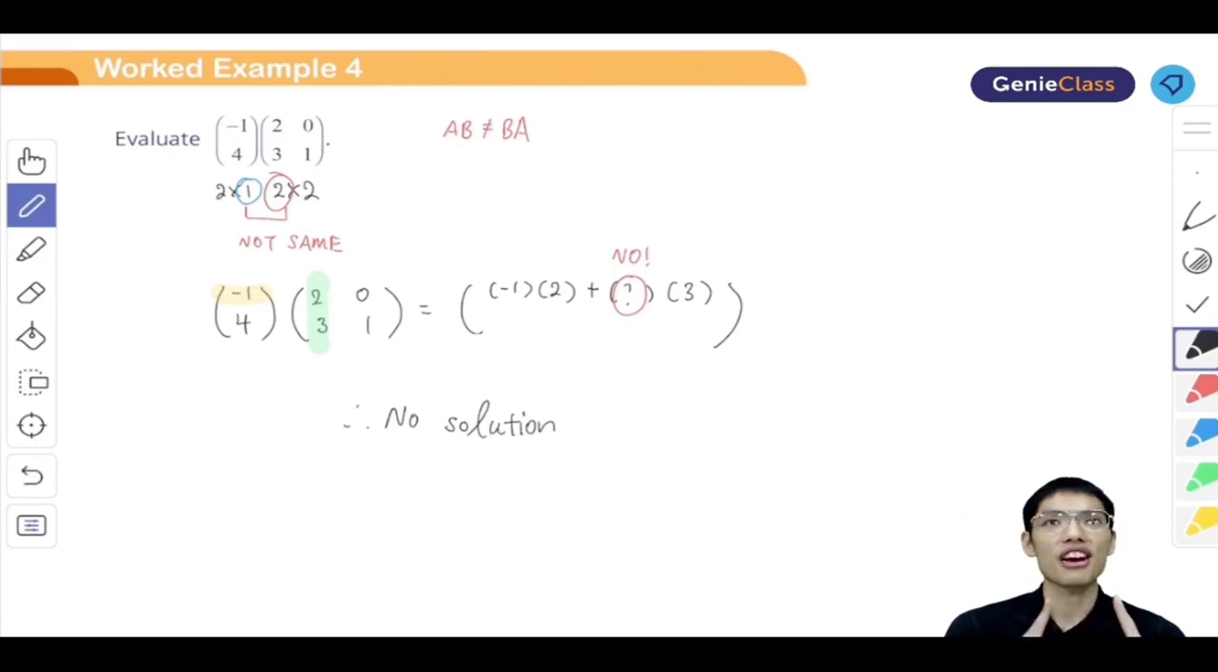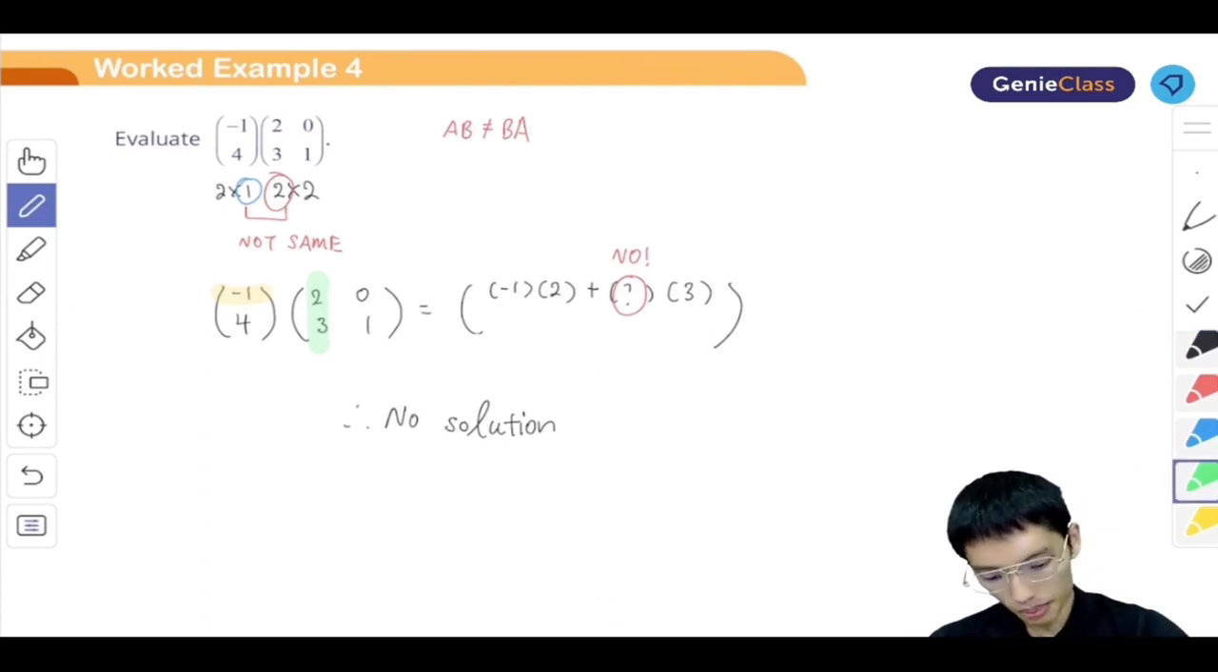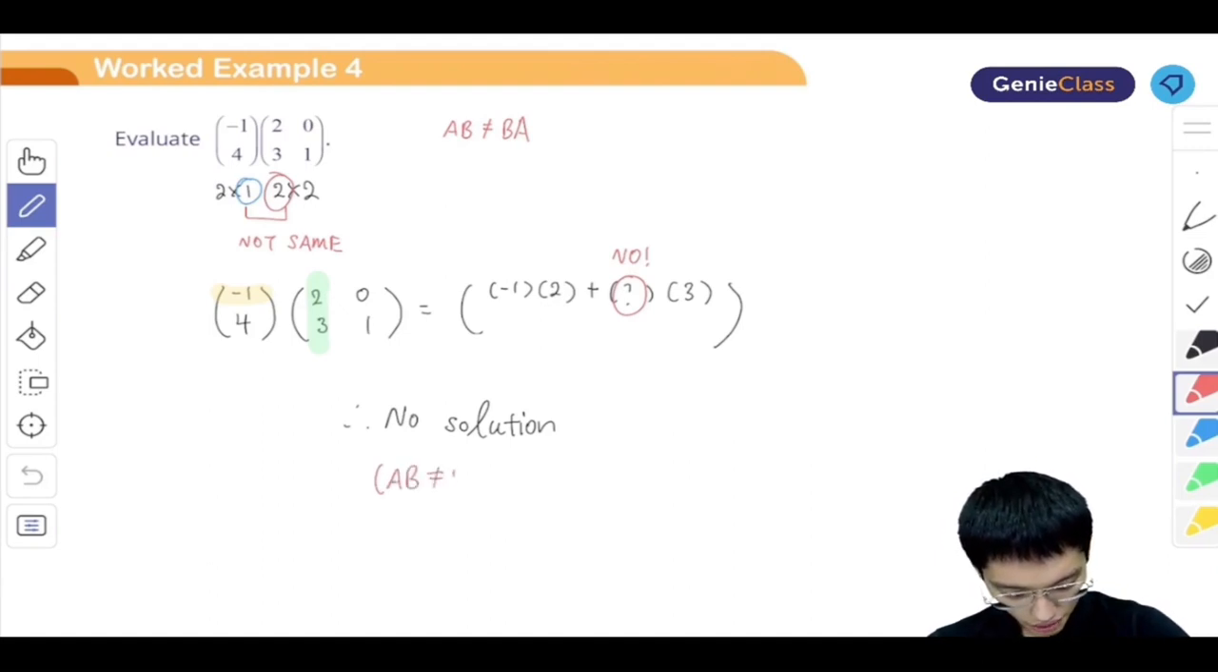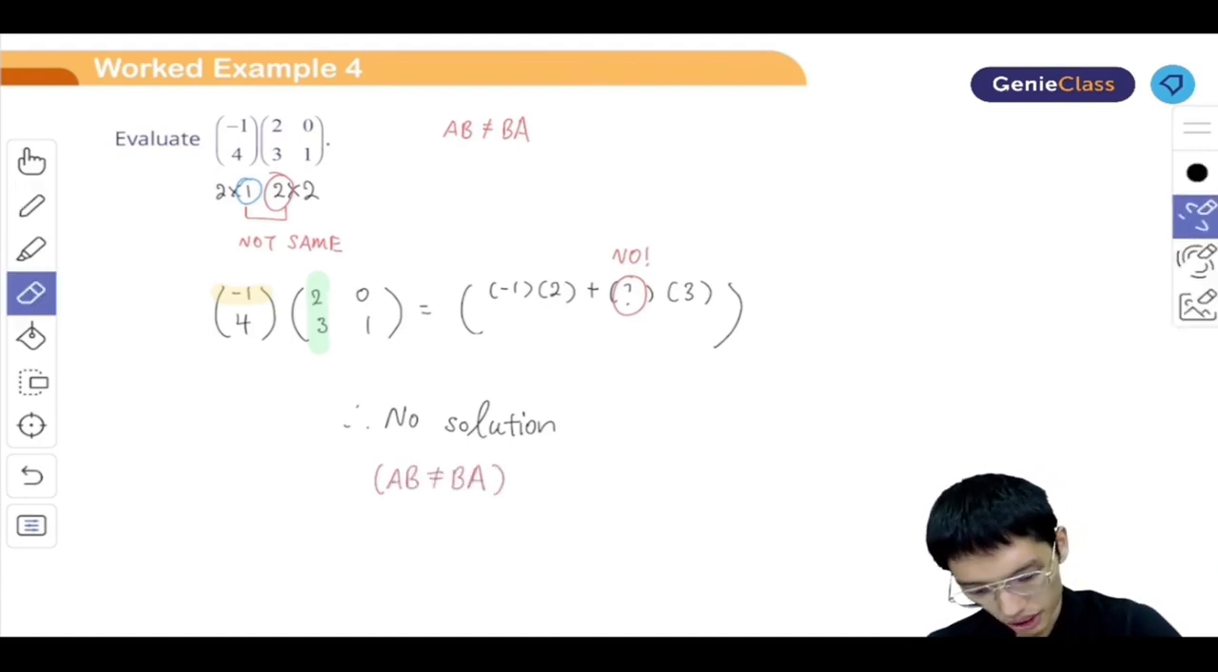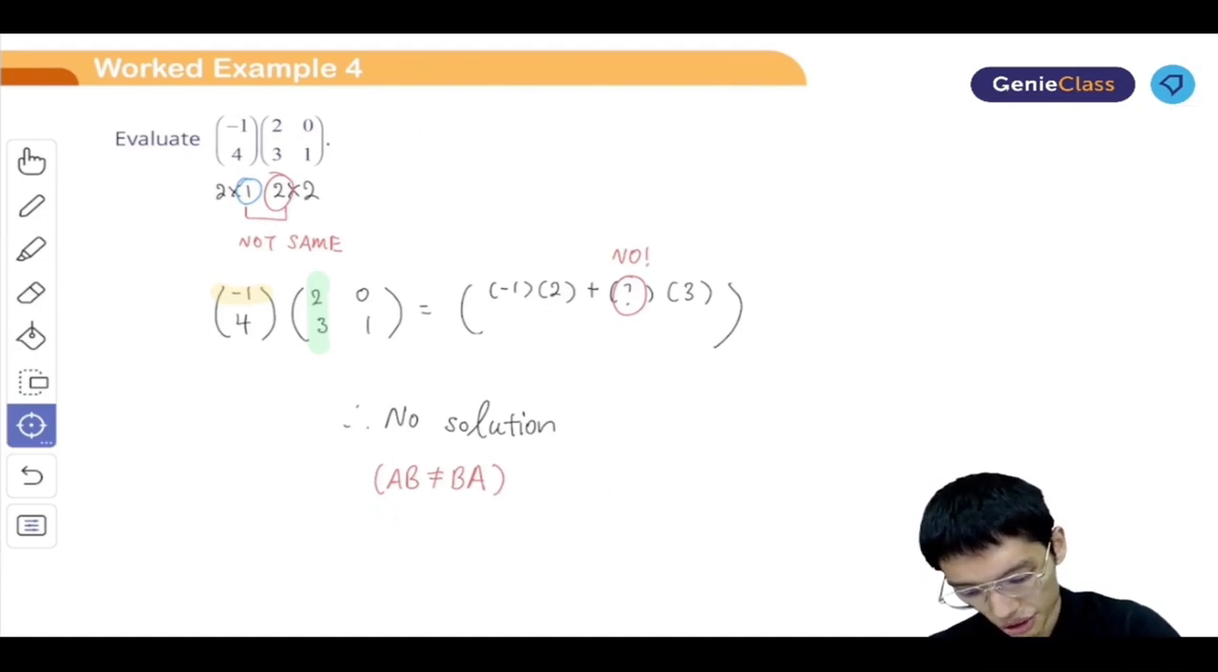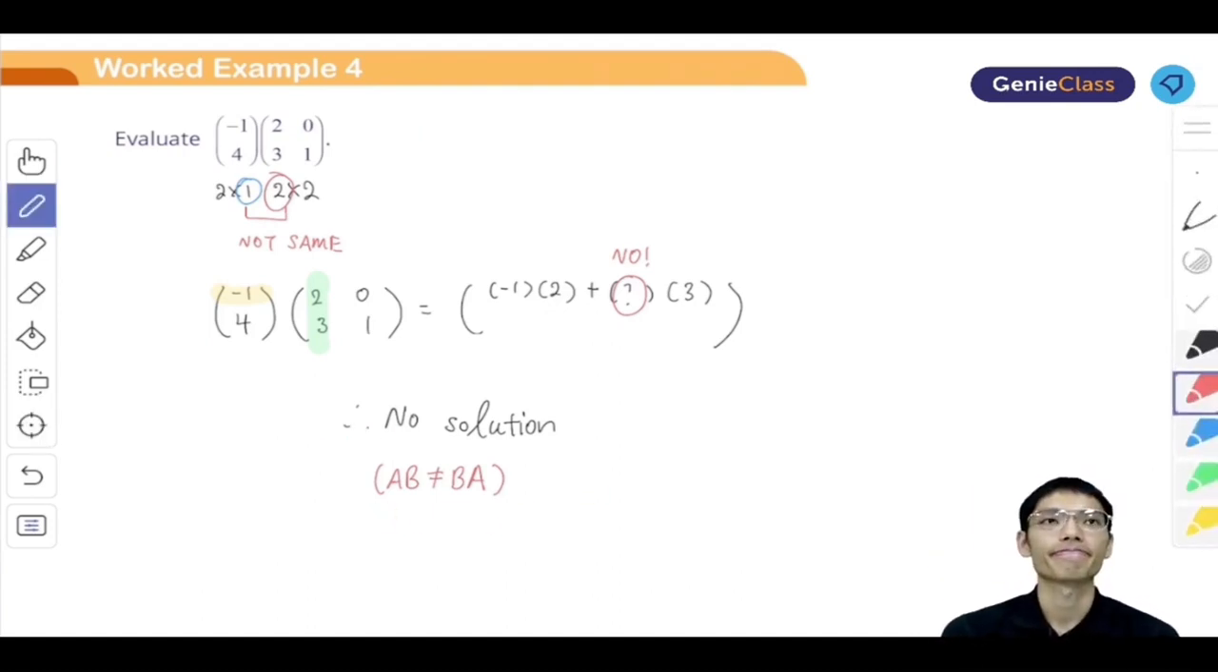So, be very careful again. This is to reiterate the fact that when we talk about matrix multiplication, we have to understand this fact, which I will erase and bring down here to let you know there is no solution to be found. And that's why we cannot say AB equals BA. So take note, this is very, very important. Alright, so I hope you got the understanding. And with that, let's bring it down to the next worked example, shall we?